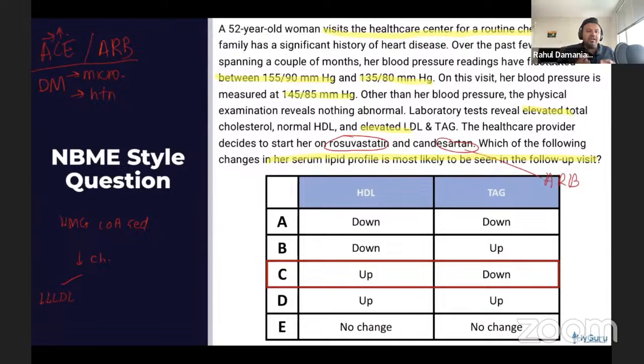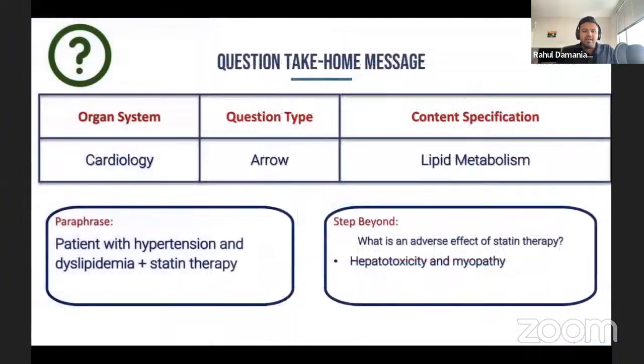Now, if the patient is going to have ACE inhibitor-induced cough, you are going to pivot and use ARBs, for example, such as a sartan. All right, let's go ahead and go through the integration here. Remember that statin therapy primarily is going to cause hepatotoxicity at times or myopathy, especially when combined with fibrates and niacin.